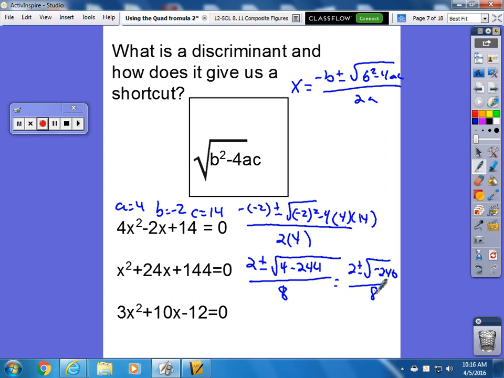So on my first example, I end up with the discriminant being a negative 240. Well, at this stage of the game, we do not know how to take negative square roots. Therefore, this ends up being a no solution. So your rule of thumb is if the discriminant is negative, then you end up with a no solution. If what's under the radical sign is negative, you have a no solution problem.